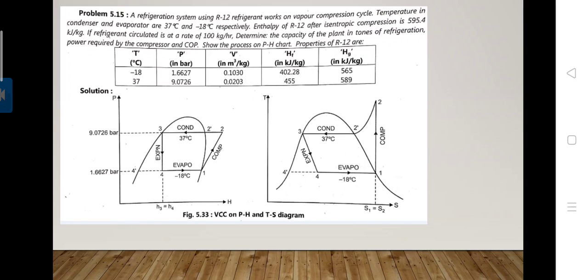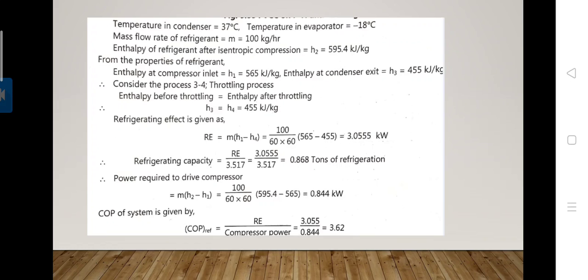So we calculate the refrigerating capacity as 0.868 ton of refrigeration. Next, the power required to drive the compressor is m times (H2 minus H1). We calculate the power required to drive the compressor as 0.844 kilowatt. And last, the COP of the system, that is COP of refrigerant, is equal to the refrigerating effect divided by the compressor power, which is 3.055 divided by 0.844, equal to 3.62. So by using the same formula we can calculate the COP of the system as 3.62. Okay, in this session we covered all types of problems. Okay, thank you.